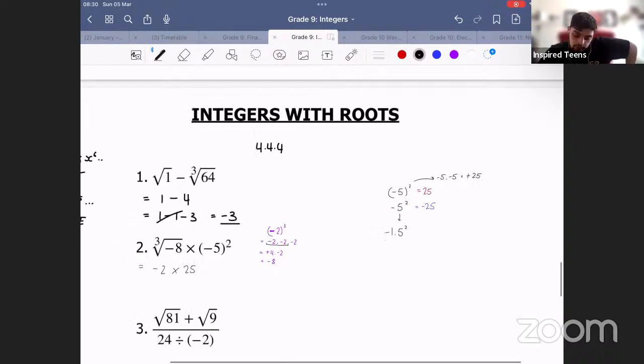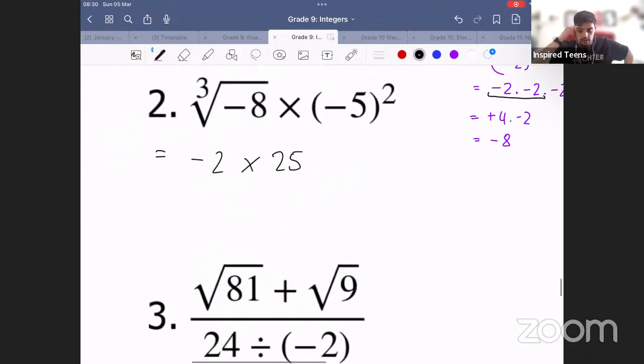Okay, so I hope it's making sense. So that's why either way is 25. Okay, -5 squared is 25. Then I have -2 times 25. A negative times a positive gives me a negative. 2 times 25, 50.